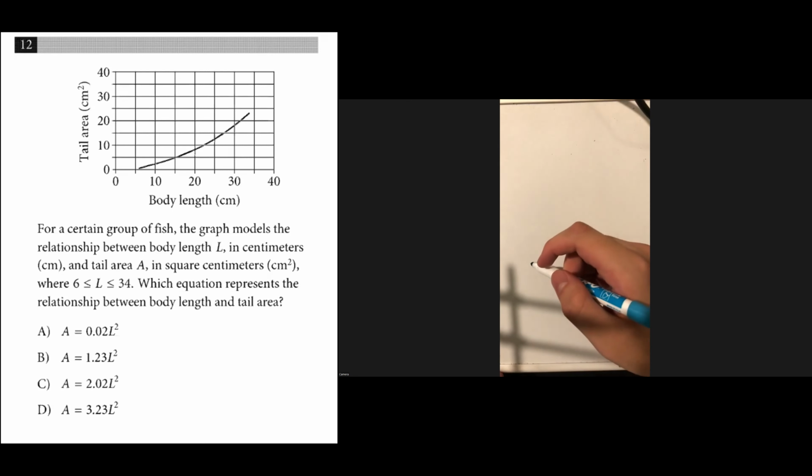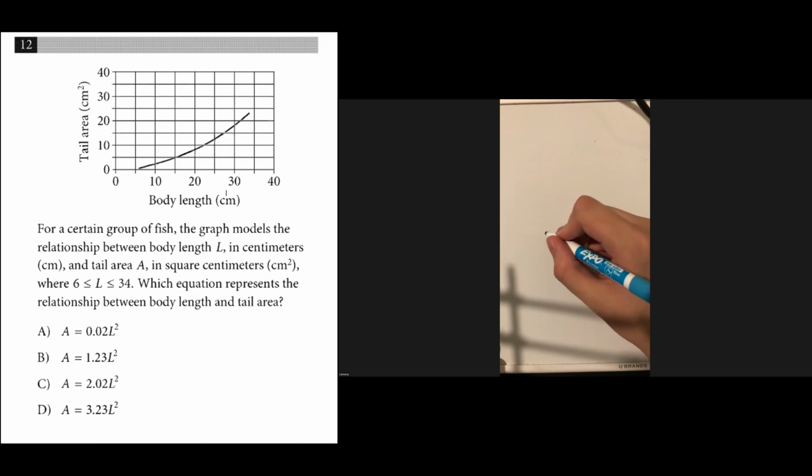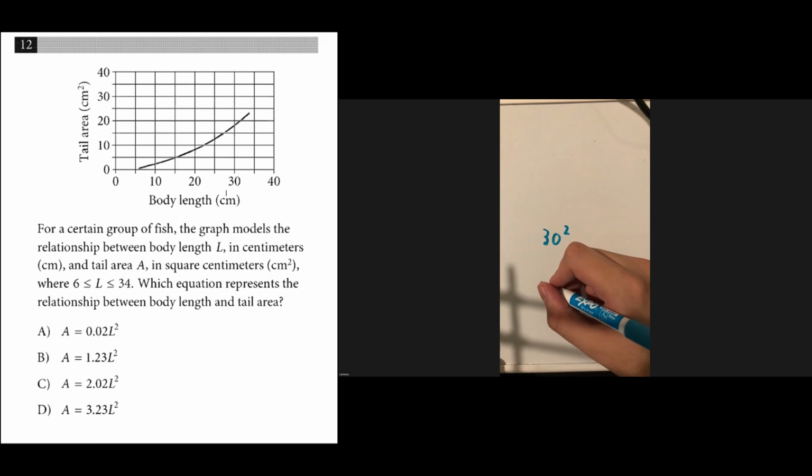Okay, so for question 12, it asks us which equation represents the relationship between total body length and tail area. A good way to do this would just be plugging in a value on the graph for L. So I'm just going to use something like 30, into each equation. The length is always squared, so we have 30 squared, which gets us 900.